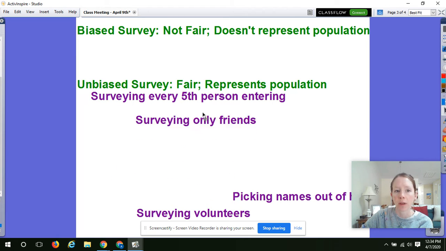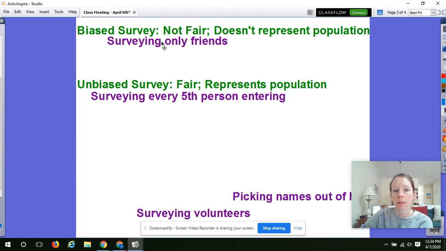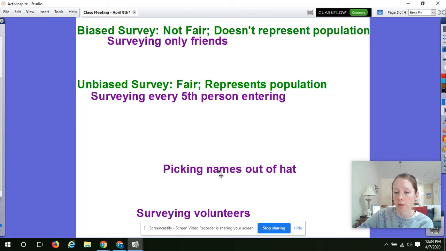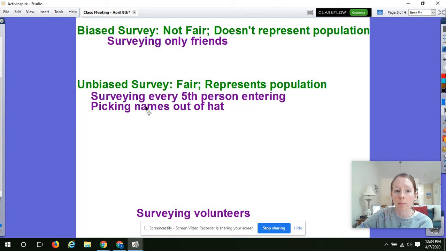If I only surveyed my friends, that's not fair. So I'm leaving out a bunch of other people that don't have a chance to be chosen if I only survey my friends. If I put everybody's names in a hat and then drew out so many names, that can be unbiased. I got to make sure I pick enough. I can't just pick 1 or 2, but everybody has a chance to be chosen. So that would be fair.